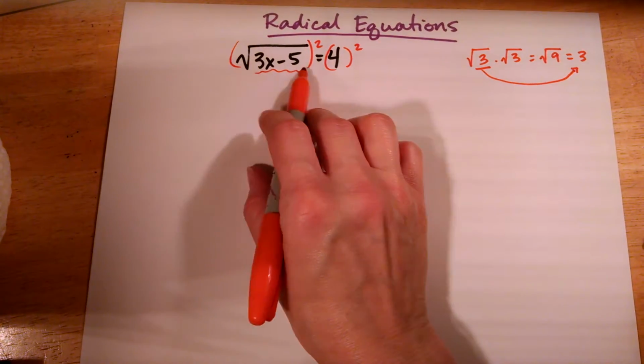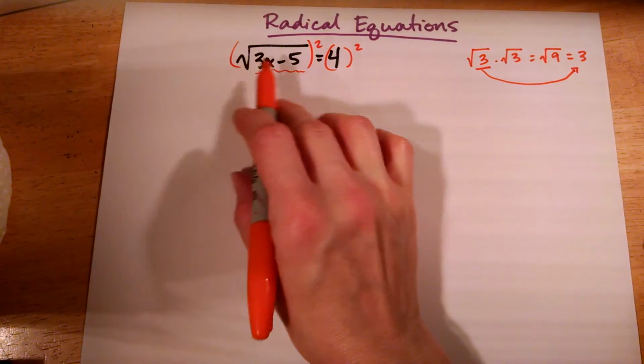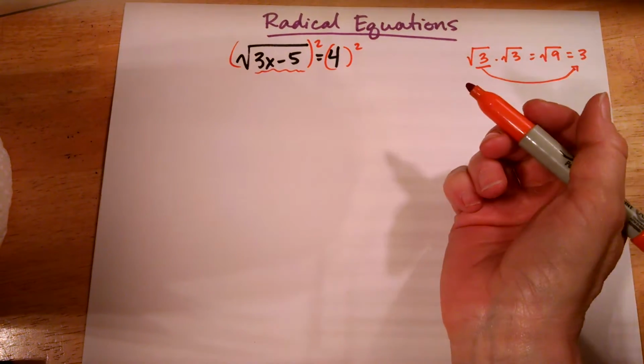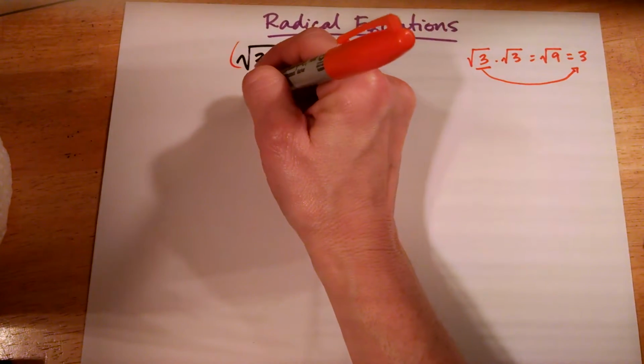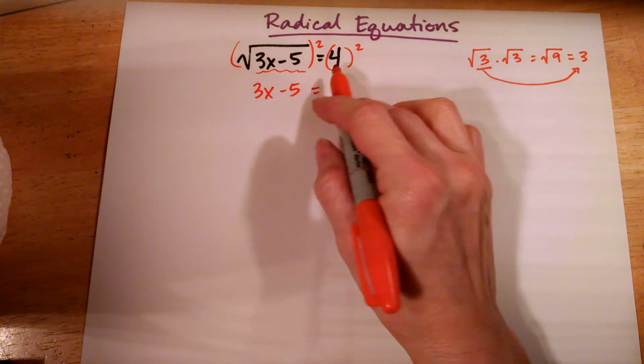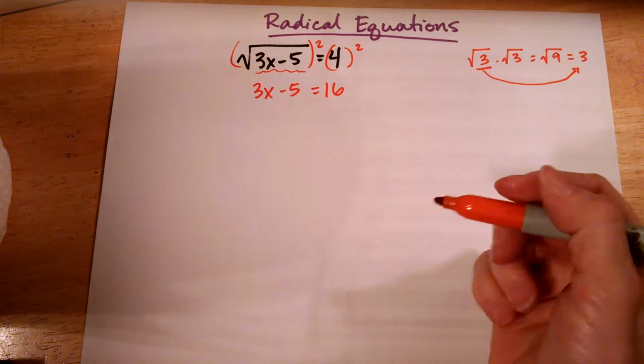So we're going to multiply this by itself because this exponent says write the base down 2 times and multiply it. So the square root of 3x minus 5 times the square root of 3x minus 5 is just the radicand. Okay, equals, let's go ahead and square this side as well. 4 squared, that's going to be 16.